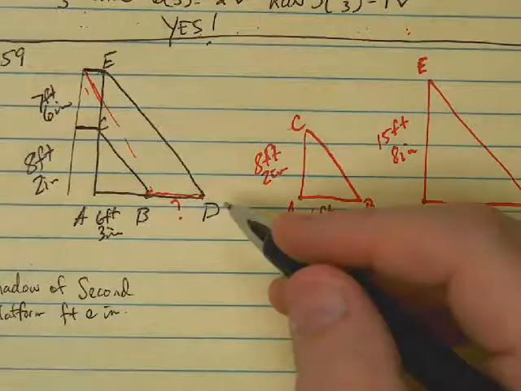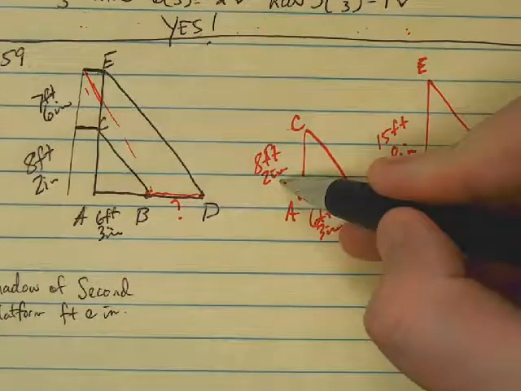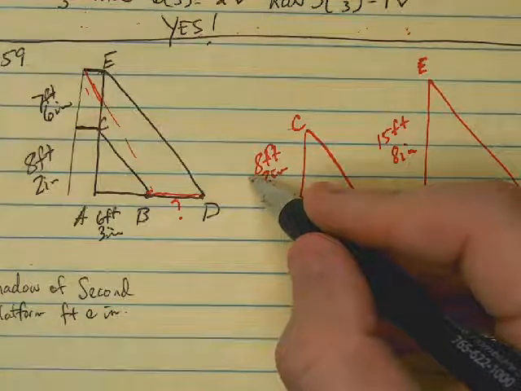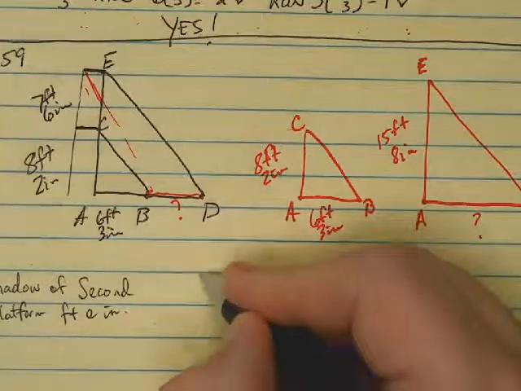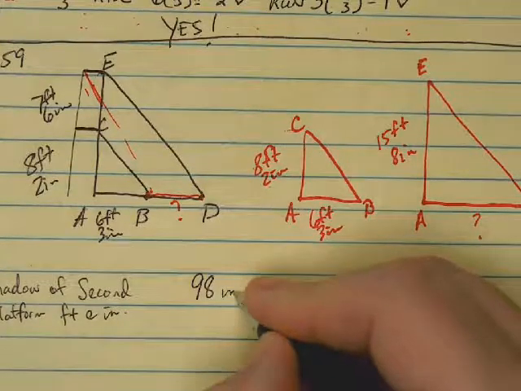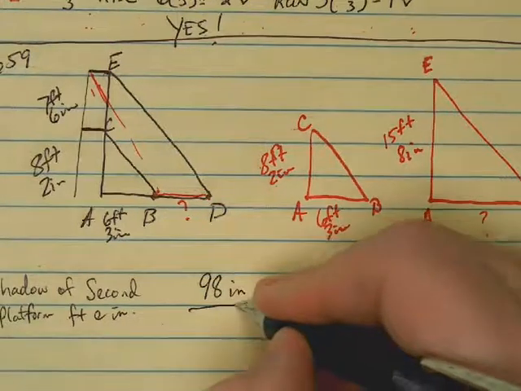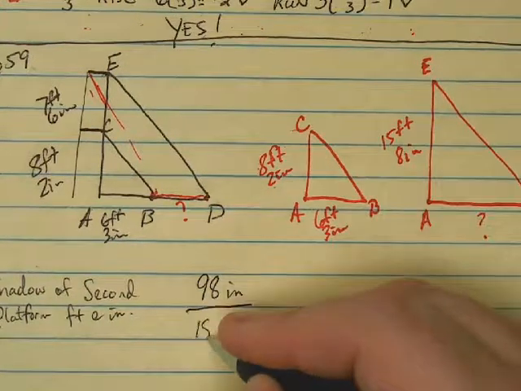Let's convert and make a proportion. 8 feet 2 inches, what is that? 8 times 12 is 96, 96 plus 2, that is 98. And that is to the big triangle. 15 times 12 is 180, that's 188.